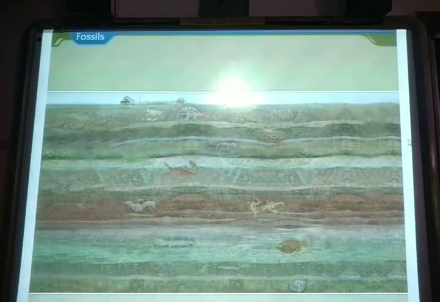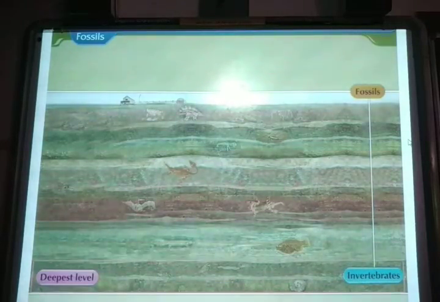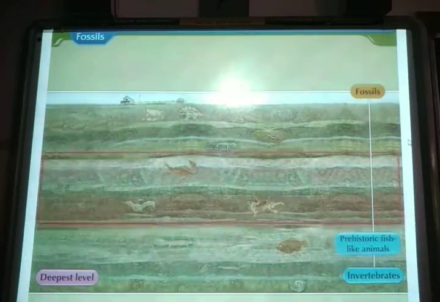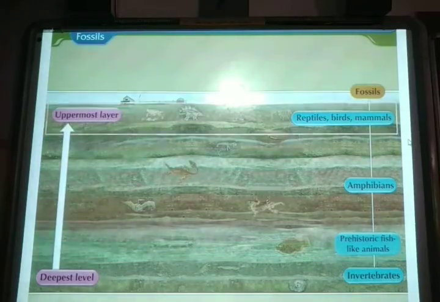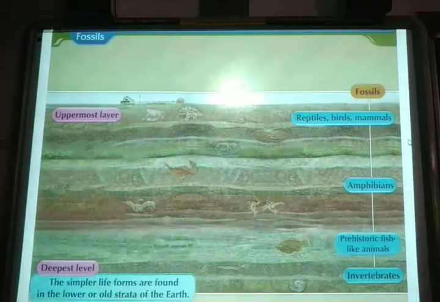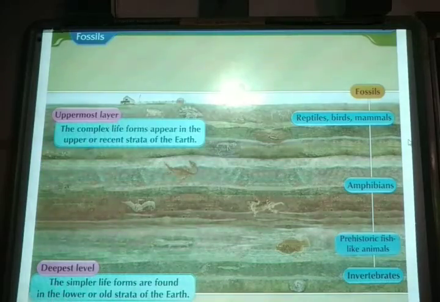The occurrence of these fossils and their systematic study indicated that the fossils of invertebrates are situated at the deepest level. A layer above them were found the prehistoric fish-like animals, above which were the amphibians. The reptiles and the birds as well as mammals were found to be in the uppermost layer. This record suggests that the simple life forms are found in the lower or the old strata, while the complex forms appear in the upper or recent strata of the earth.